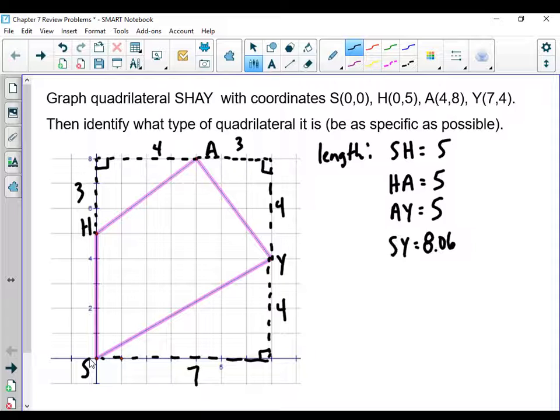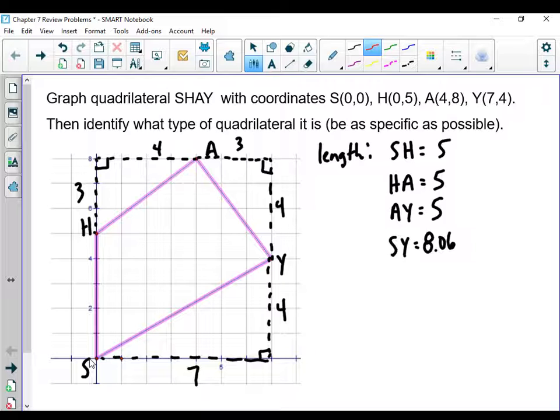What the lengths might help me do when I start identifying the figure is to see whether I have opposite sides that are the same. If so, that tells me maybe I'm looking at a parallelogram. Do I have all the sides the same length? If so, that would tell me maybe it's a rhombus, maybe it's a square. So it helps me narrow down what type of figure I'm looking at.